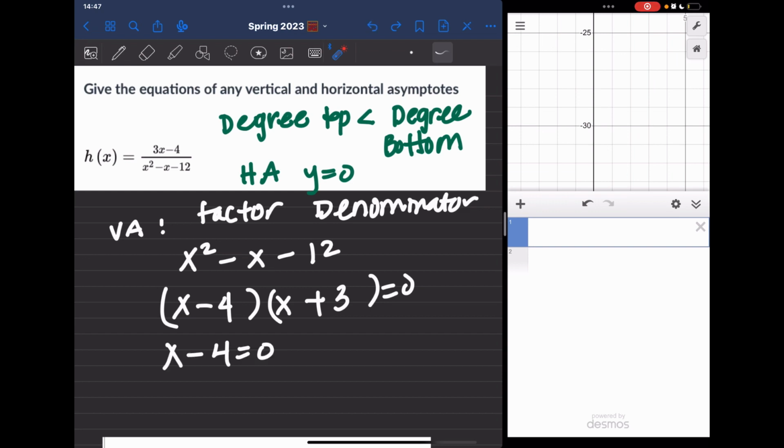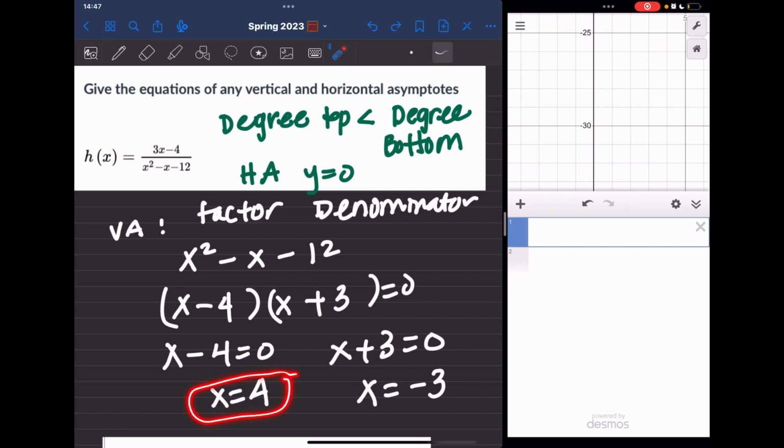So x minus 4 equals 0. Move over the 4, x equals 4. And the second one is going to be x plus 3 equals 0. Move over the 3, x equals -3. So those are the equations of the vertical asymptotes right here.